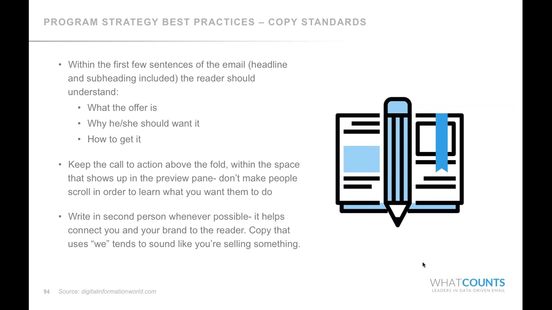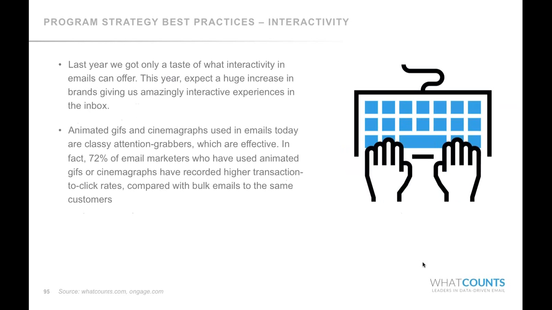And then copy standards continued within the first few sentences of the email. The reader should understand what the offer is, why he or she should want it, and how to get it. Again, keep that first call to action visible without scrolling. And write in second person whenever possible. It really helps to connect you and your brand to the reader. So copy that uses we tends to sound like you're selling something. So try to avoid that.